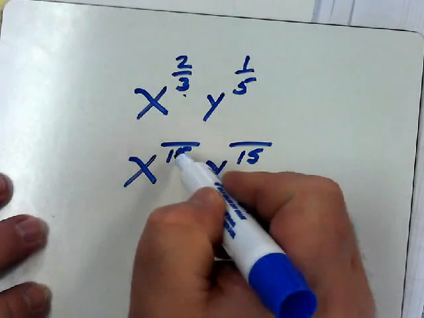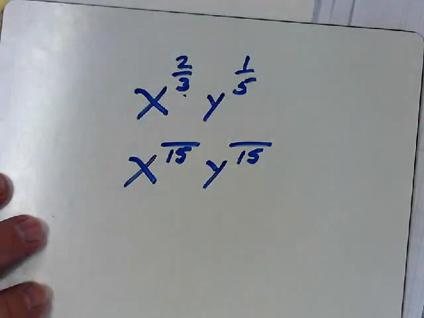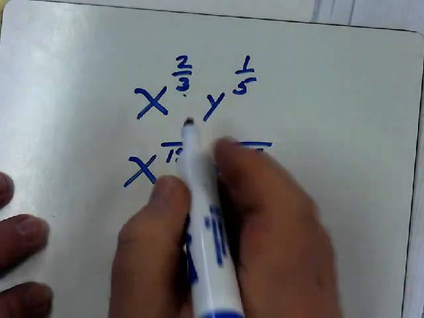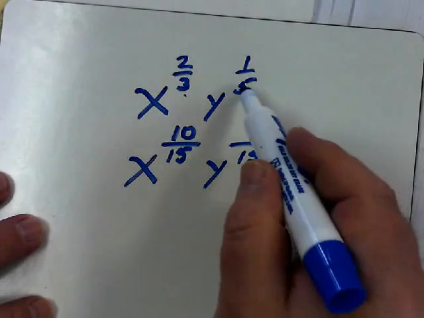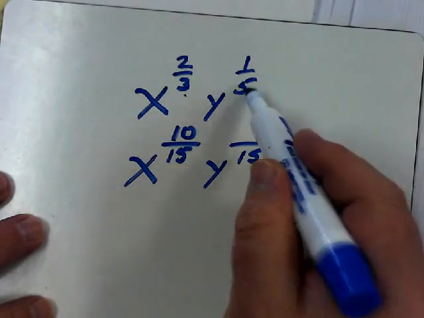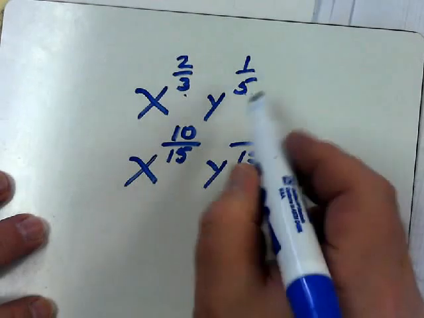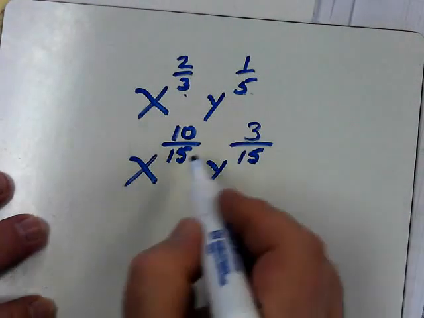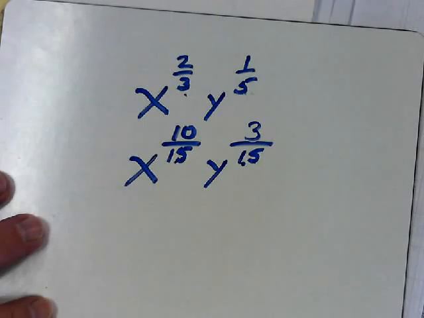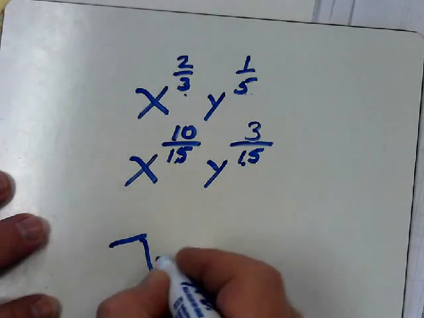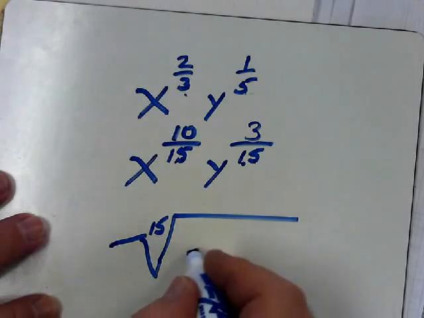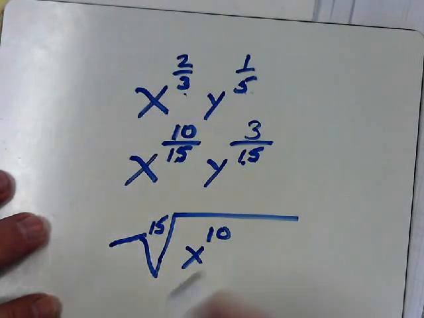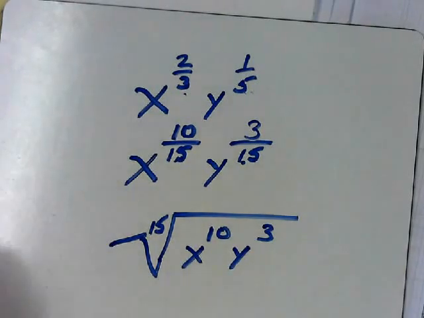To go from 3 to 15, what do I have to multiply by on the 3? So what do I have to do with the 2? Multiply by 5. So I have a 10. If I wanted to go from 5 to 15, what do I multiply the 5 by? 3. So I take 3 times 1, which is going to give me 3. Do I have a common denominator? Yep. Which means I have a common index now, don't I? Yep. So the denominator becomes the index. And I'd have x to the 10th power, y to the 3rd power.